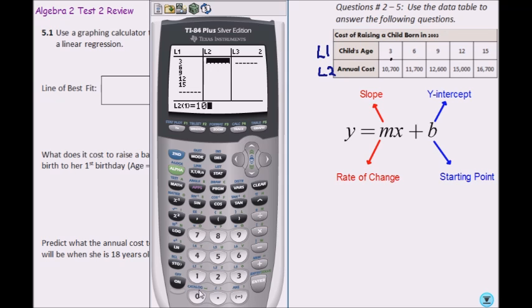Then I'll use the arrow to go over to the second column. Annual cost, 10,700 and 11,700. And you notice I hit one too many times there. If you make a mistake, you can use the arrow, go back, hit delete, and then pick up where you left off.